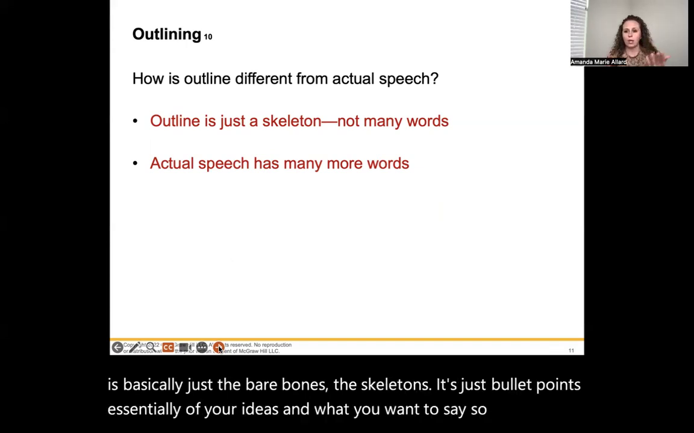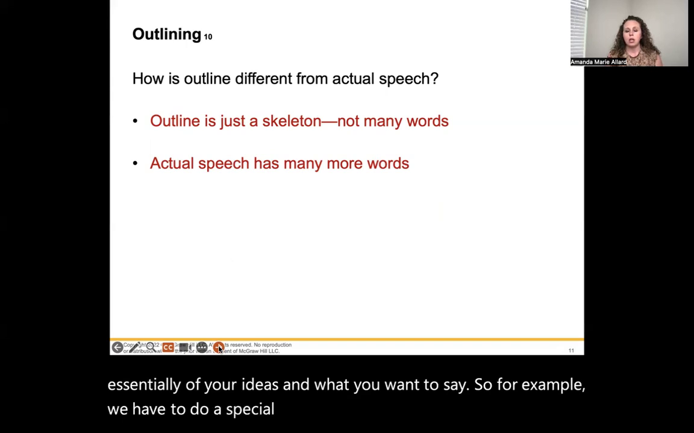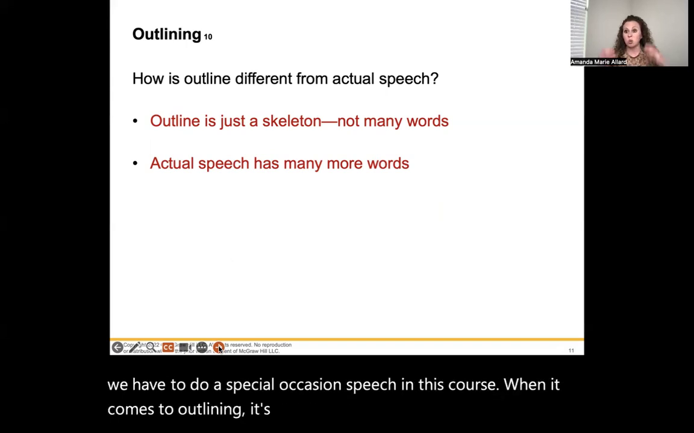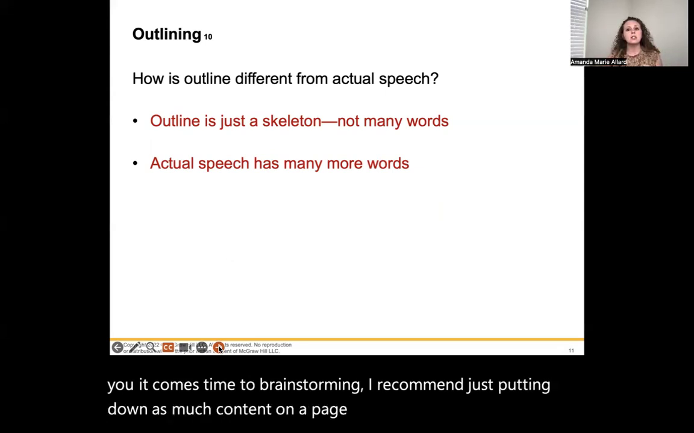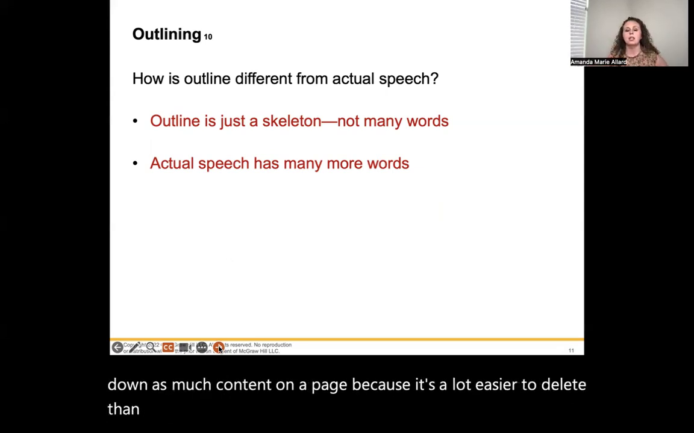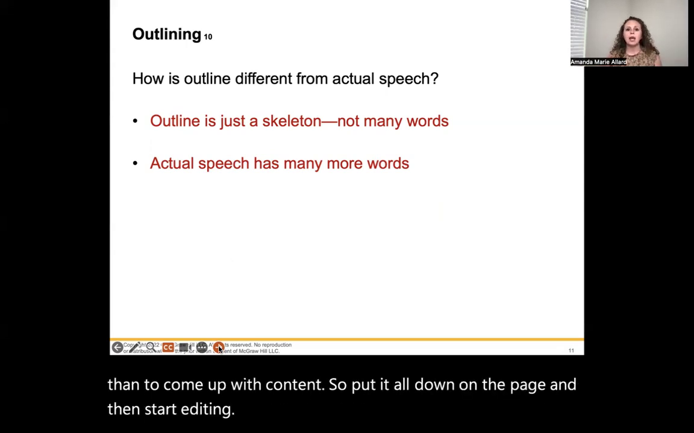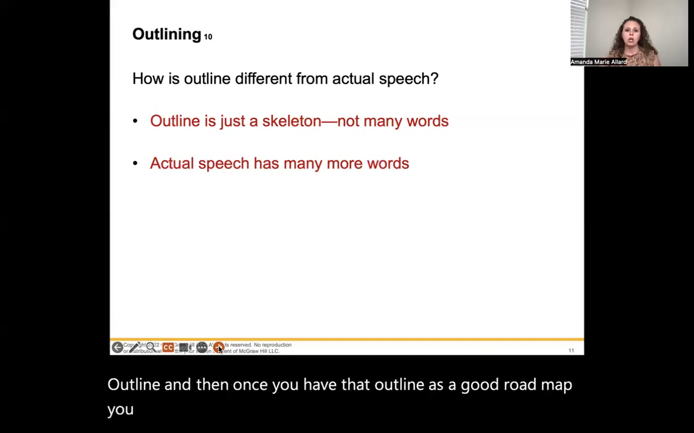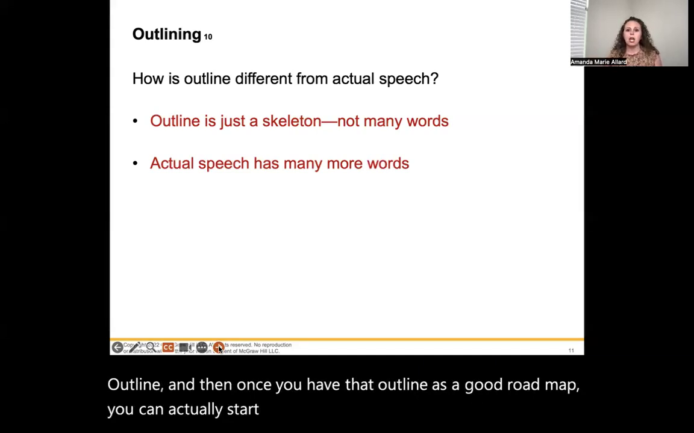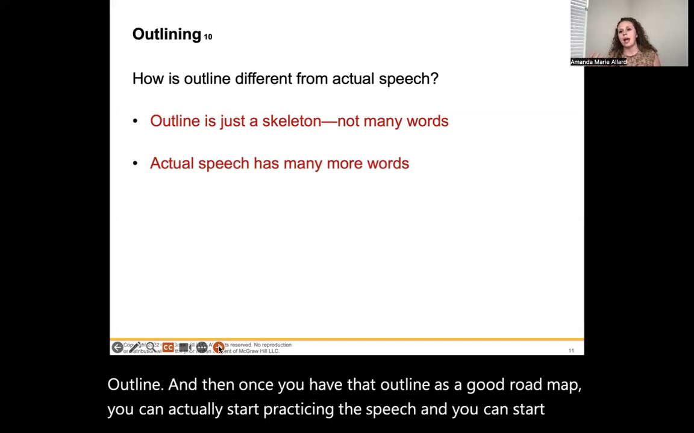For example, we have to do a special occasion speech in this course. When it comes to outlining, it's more of a brainstorming dump. When it comes time to brainstorm, I recommend putting down as much content on a page as possible, because it's a lot easier to delete than to come up with content. So put it all down on the page and then start editing that outline. Once you have that outline as a good roadmap, you can start practicing the speech, adding transitions and adding words.